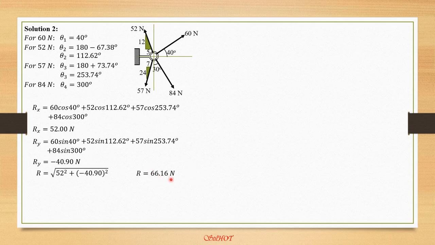So there's a very small difference of 0.03 as compared to our first solution. But this is more accurate than the first because the first was solved by parallelogram law, and we combined the resultant of the two forces. So that's why this is more accurate.